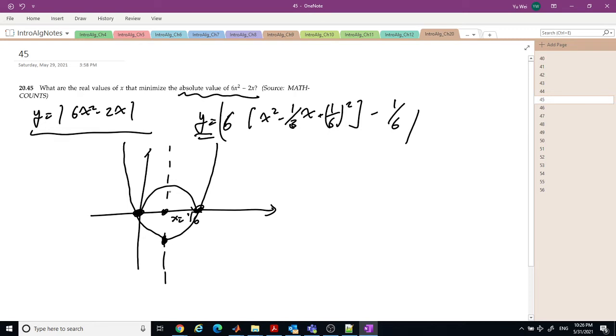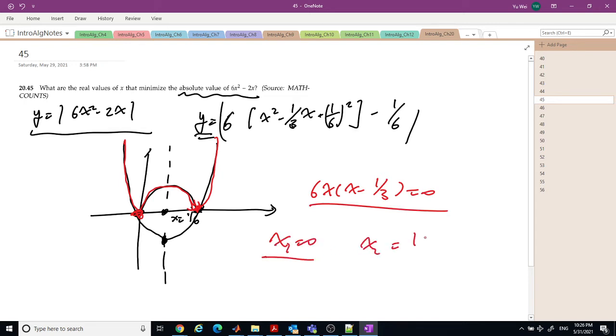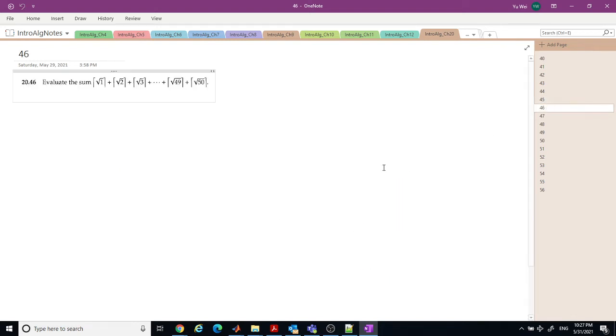Now you can see the minimum value is at the roots. So now solve the roots: 6x times x minus 1/3 equals 0. So the minimum value is at x1 equals 0 and x2 equals 1/3. Next.